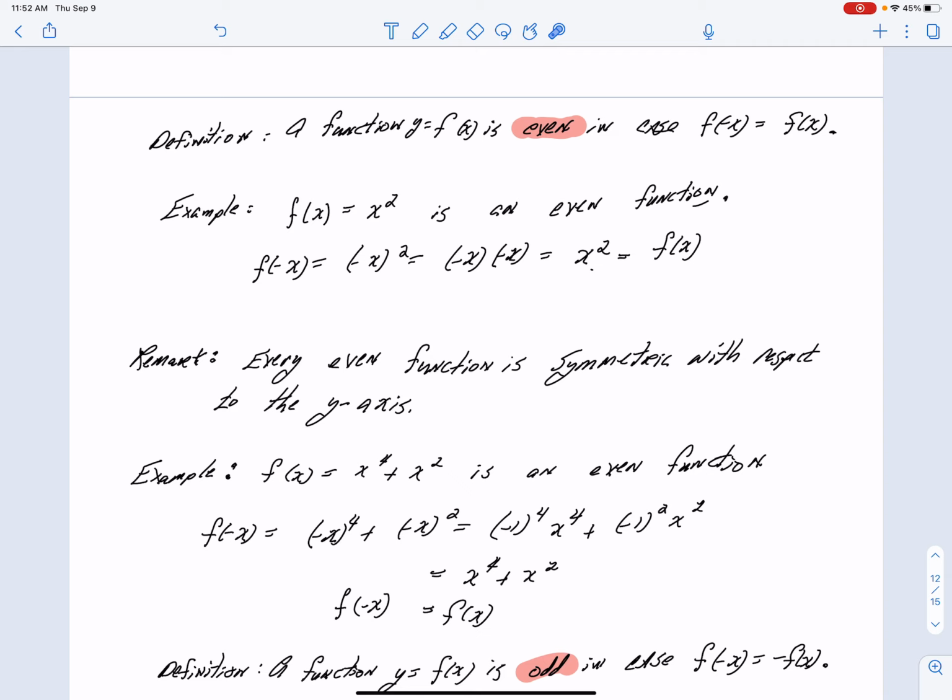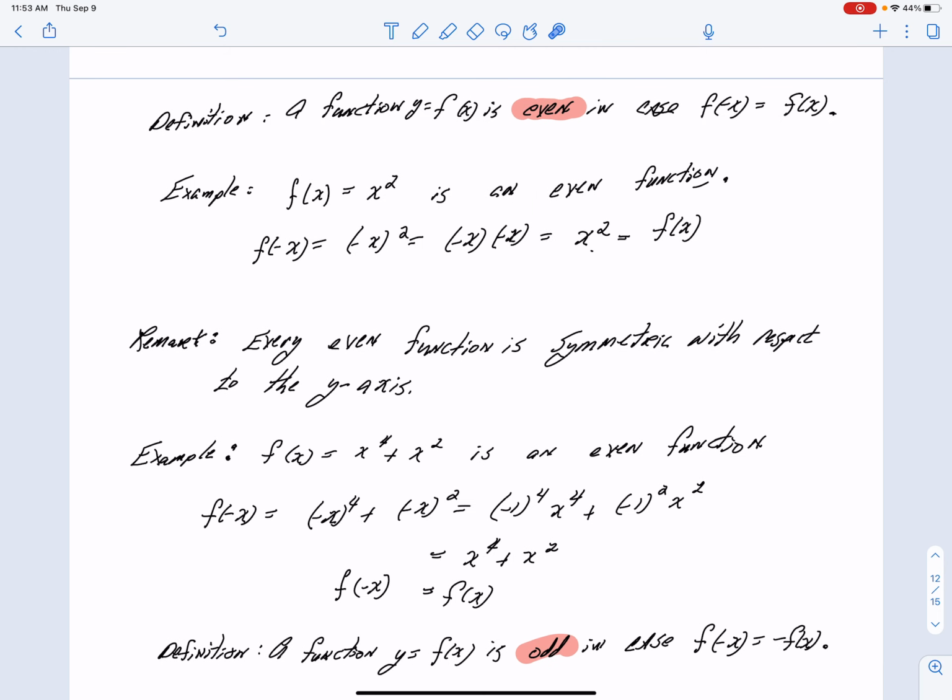Now minus x squared means what? Minus x times minus x. And if you think about it, a minus times a minus is a plus. So I end up with x squared, and guess what? That's where I started from. That's f. So f of minus x is the same as f of x. That's why we say this function is even. Notice that it's an even function, and guess what? That power is even.